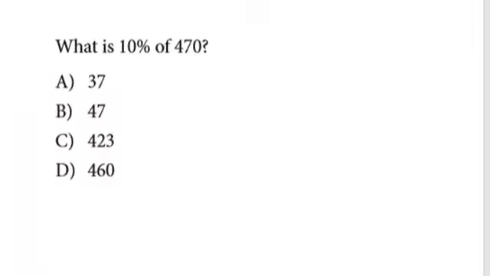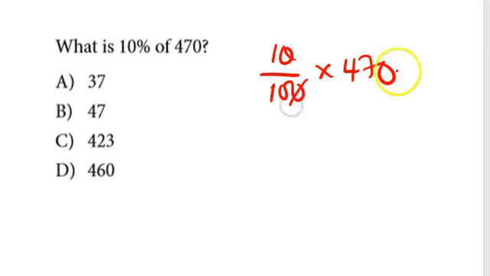Let's go to the next question. What is 10% of 470? Now percentage is out of 100. So 10% is 10 over 100 times 470. So this 0 will cancel this 0. This will cancel. So we have 47. So the answer is B.